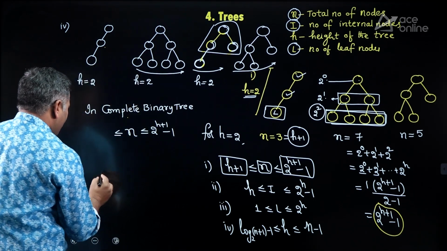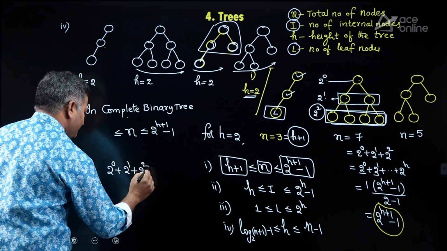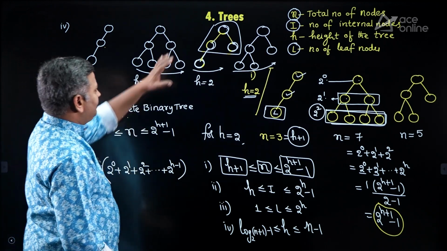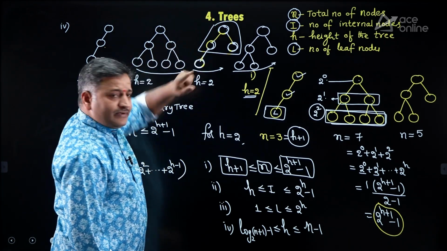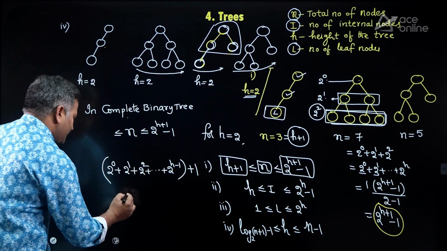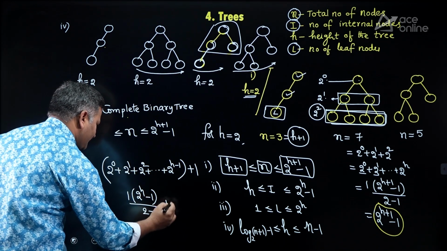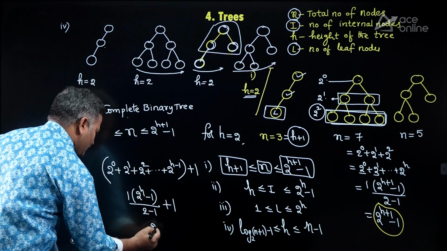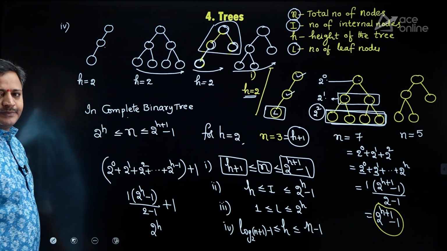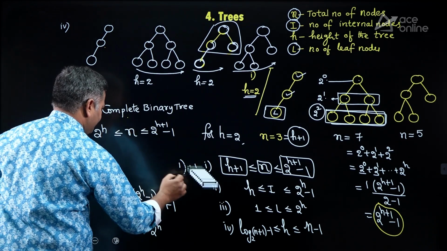That is, the minimum number of nodes is 2 power 0 plus 2 power 1 plus 2 power 2, and so on up to 2 power h minus 1. It takes only up to the last level, and in the last level we have only one node, that is plus 1. It is the sum of h terms, so a into r power h minus 1 by r minus 1, plus 1. The minus 1 and plus 1 cancel, so we have 2 power h. Therefore, the minimum number of nodes is 2 power h and the maximum number of nodes is 2 power h plus 1 minus 1. By using this we can derive the minimum height and the maximum height.